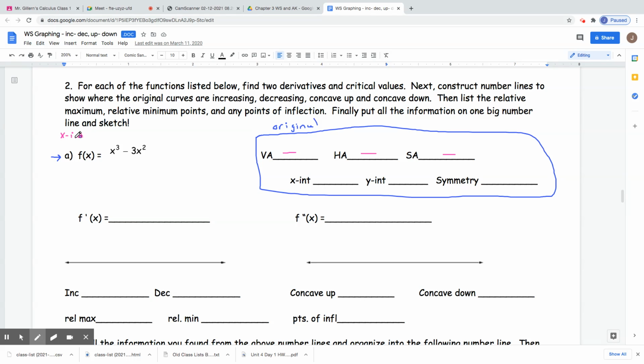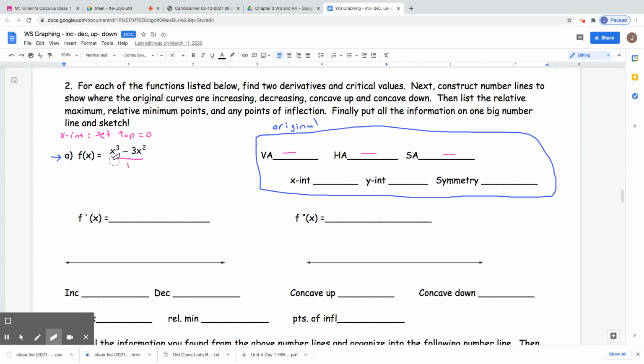The y value is 0. So what you're going to do, and I'm going to write this, is set the top equal to 0. And you're like, why do you say the top? Because there is no fraction. Well, when there is a fraction, you want to set the top equal to 0, and that's how you find an x-intercept. Technically, there is a top. It's over 1. So we're going to set x cubed minus 3x squared equal to 0. That's how you find x-intercepts.